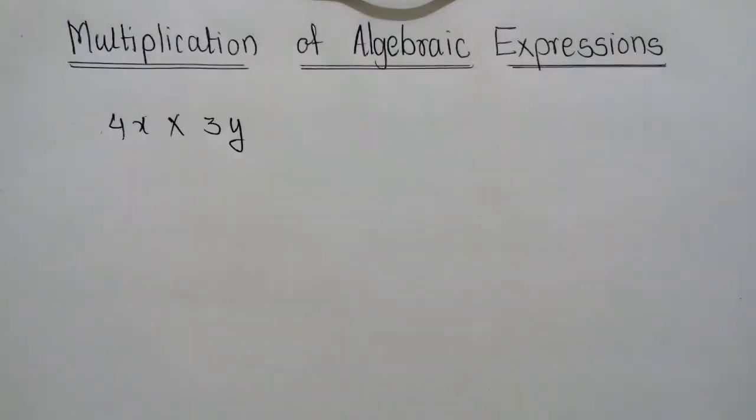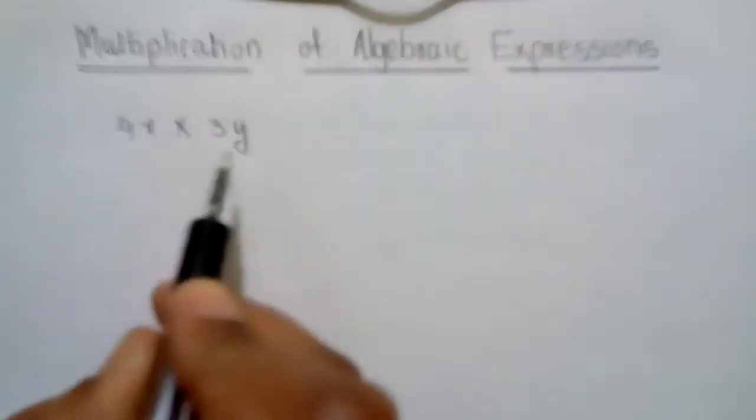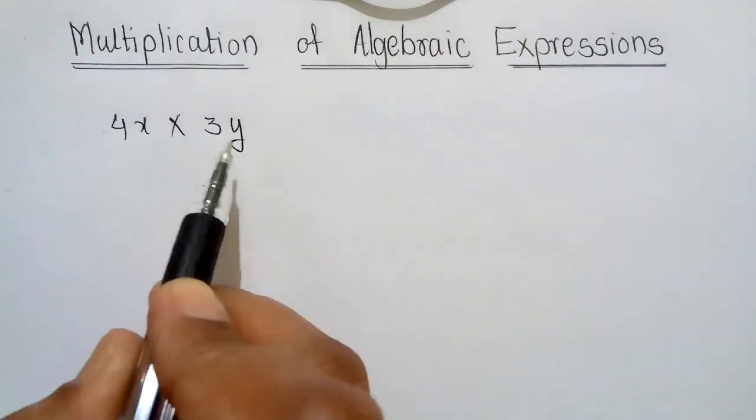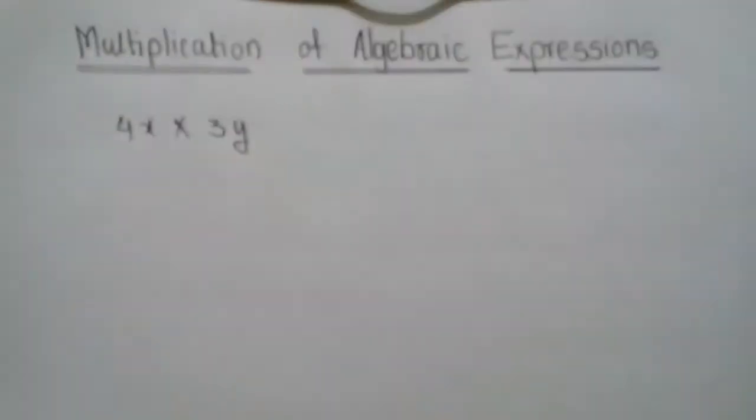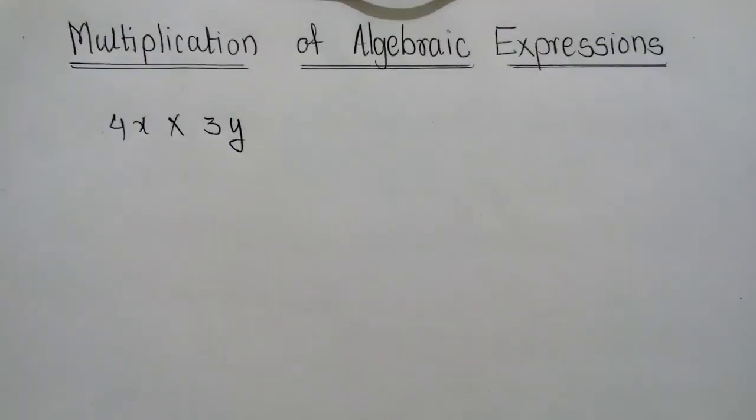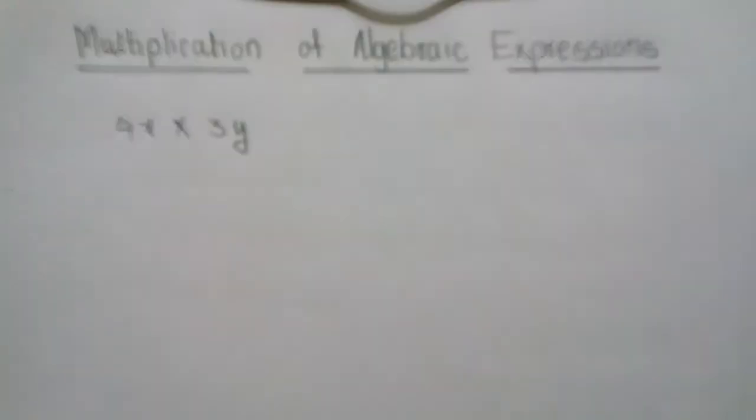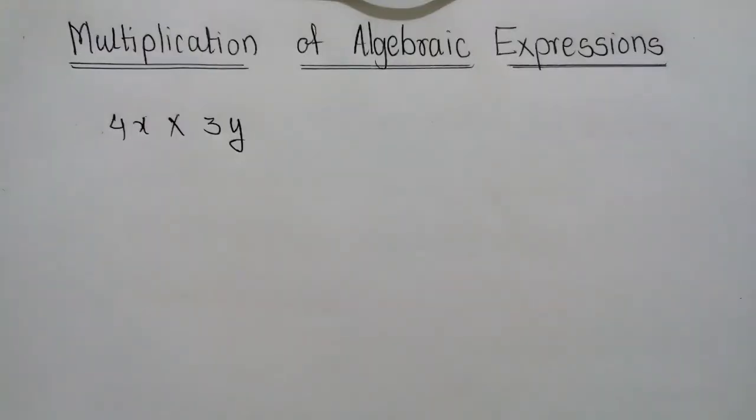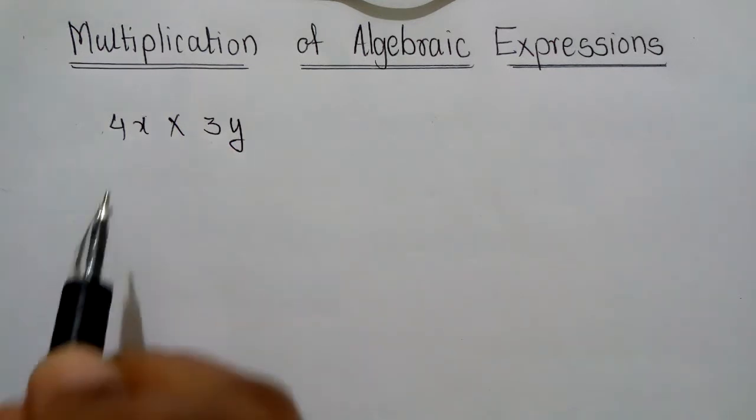Now in this example, two terms are there, 4x and 3y. We have to multiply that. Here both are monomials. 4x is a monomial, 3y is also a monomial. You have to remember, when multiplying two monomials, first multiply the coefficients along with signs. Then multiply the variables.